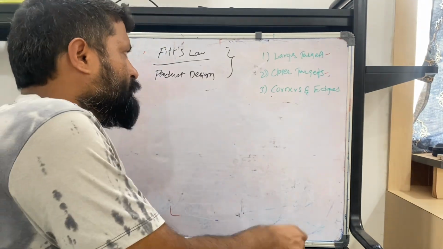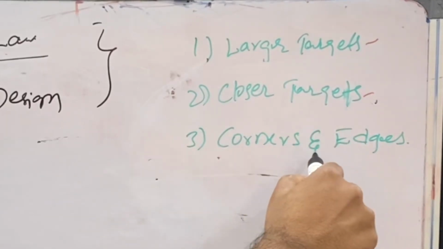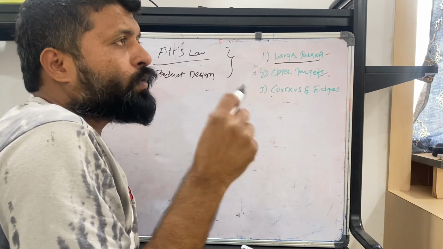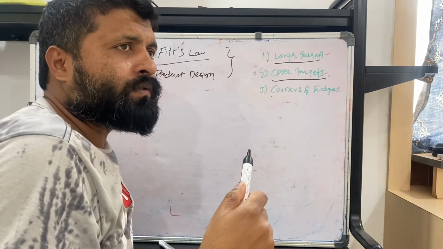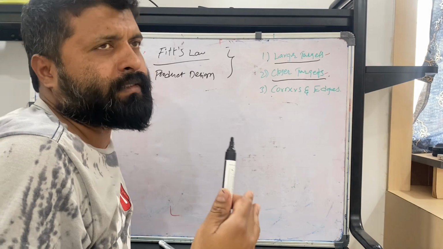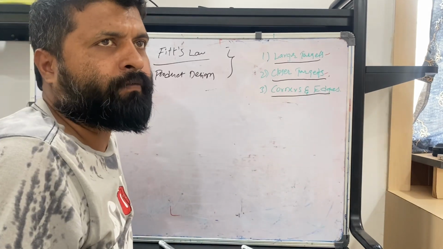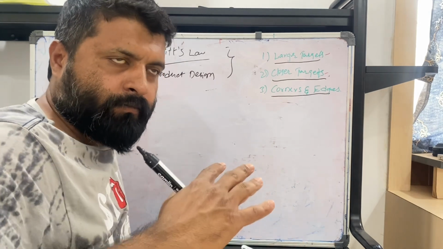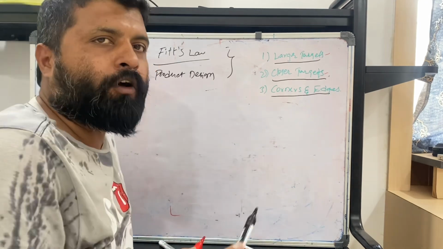Okay. The first thing, Fitts' law depends on larger targets, closer targets, and corners and edges. Larger targets is for clicking easily. Closer targets is so the user can access easily. For corners, the placements are more important. Based on the page design and the flow, we have to place the actionable items. So we'll talk one by one.